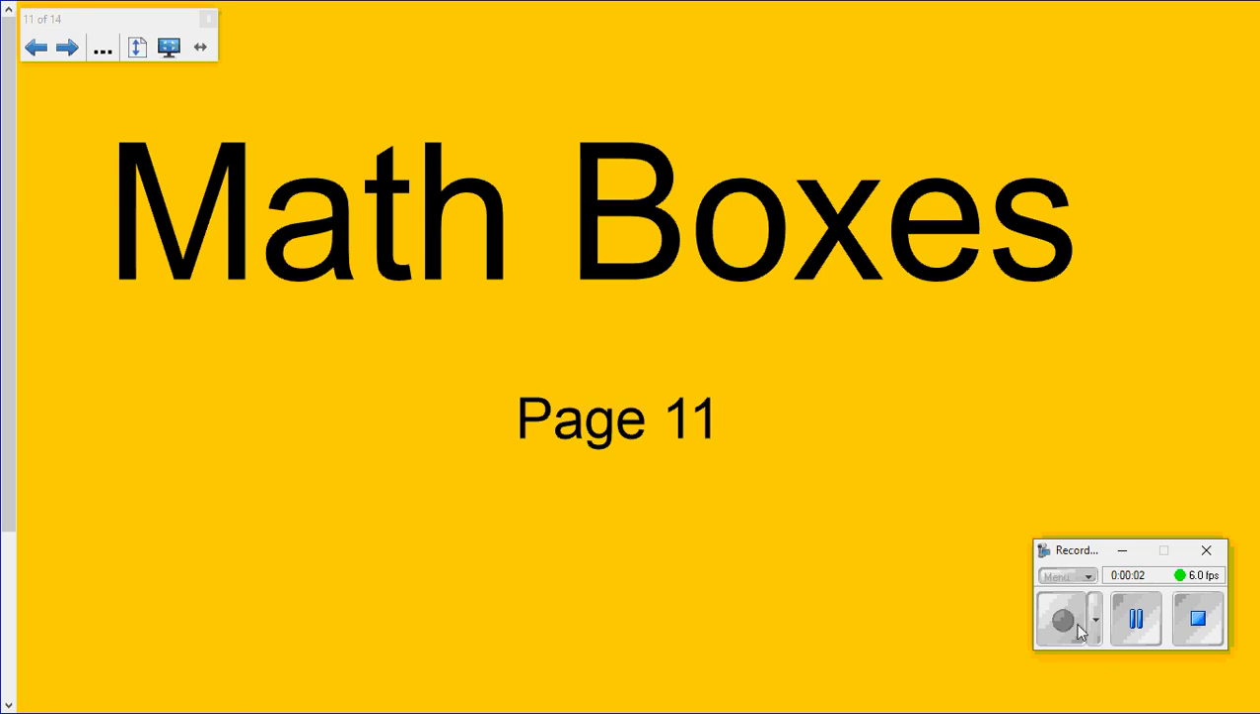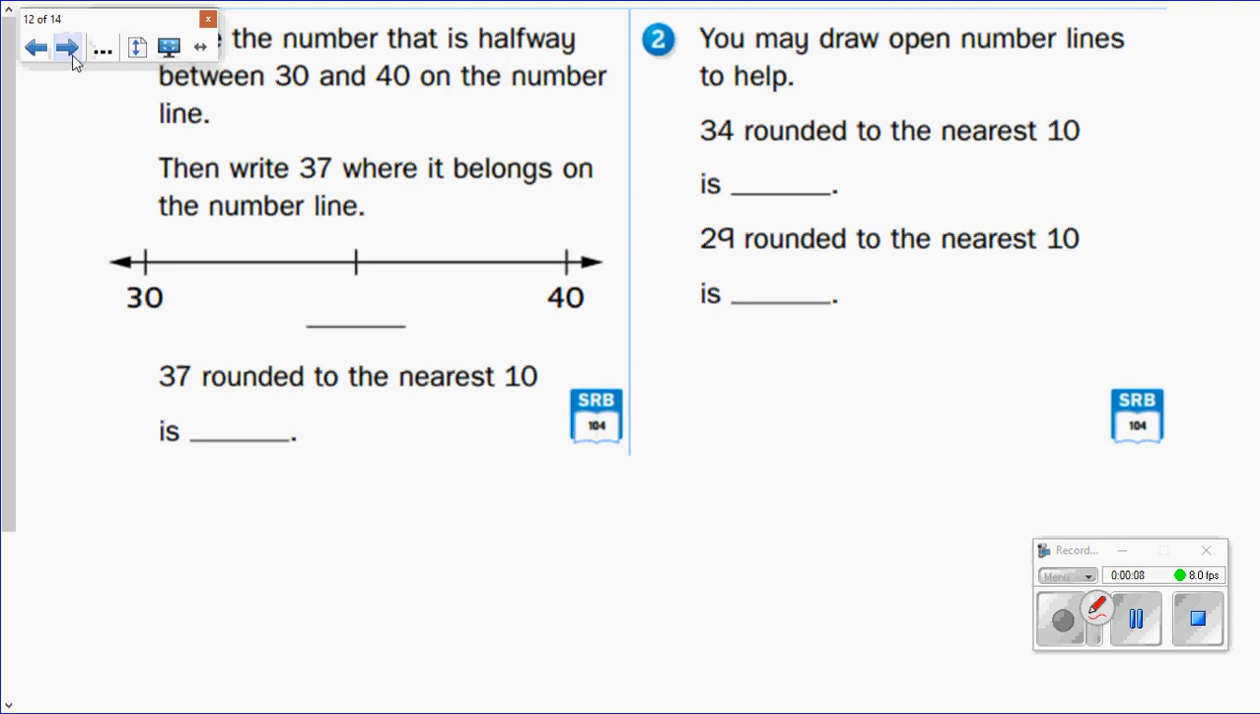Okay, boys and girls, we're going to get started with math boxes 1-6. All right, to begin with, it says to write the number that is halfway between 30 and 40 on the number line. And remember, this was rounding, and we did a little bit of that last week. It says, then write 37 where it belongs on the number line.